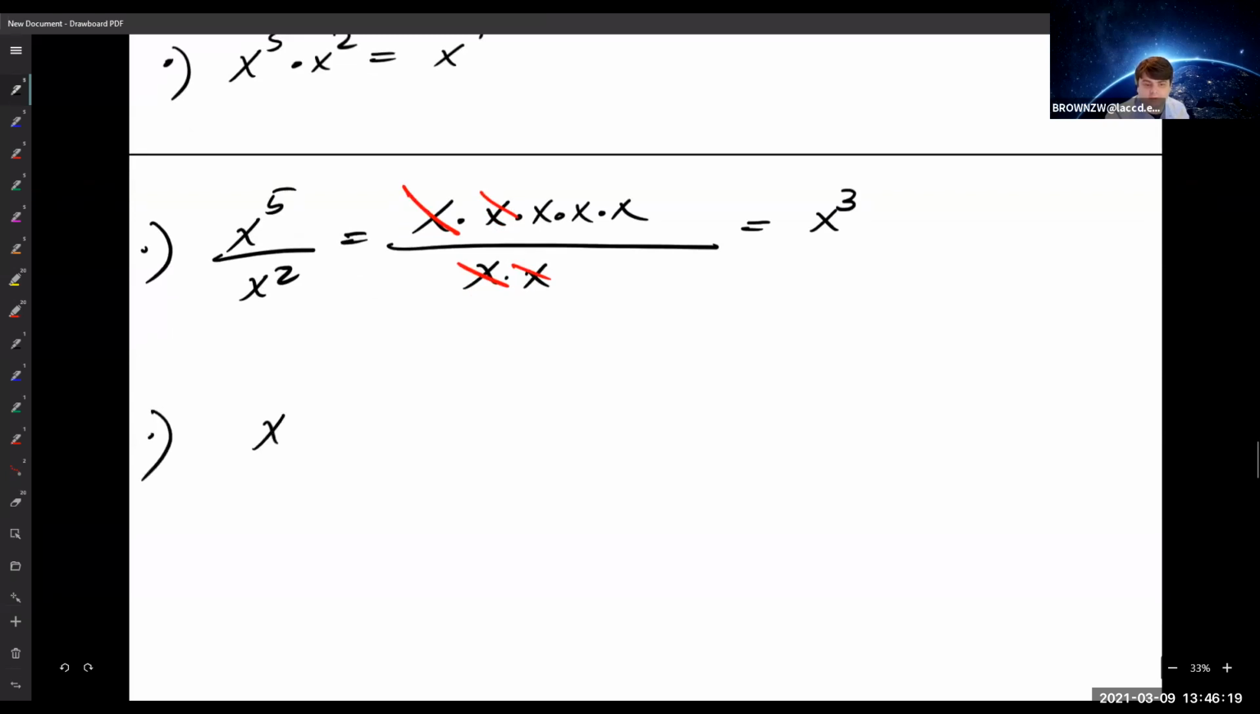So if we have something like x to the 15th over x to the 3rd, we can simplify that out. 15 minus 3 would leave us with x to the 12th.